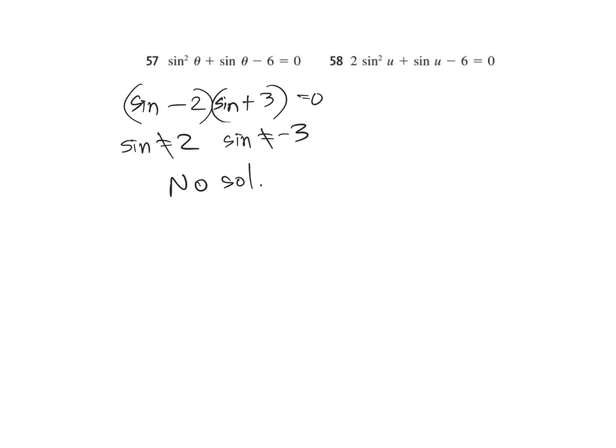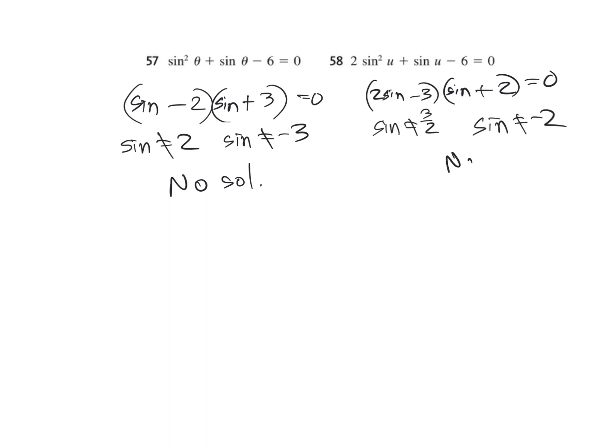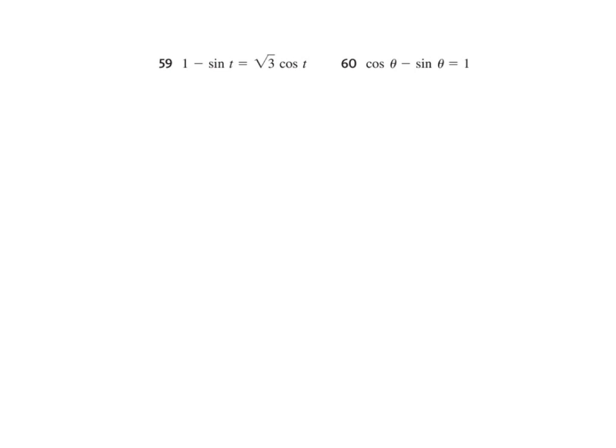Okay, this one, go ahead and factor that. 2 sine and sine, and negative 6. 3 and 2 has to be a positive, so positive 4 and a minus 3. So again, we get sine equals 3 divided by 2. That's not possible. And it can't be negative 2 either. So those both are no solutions. Okay.